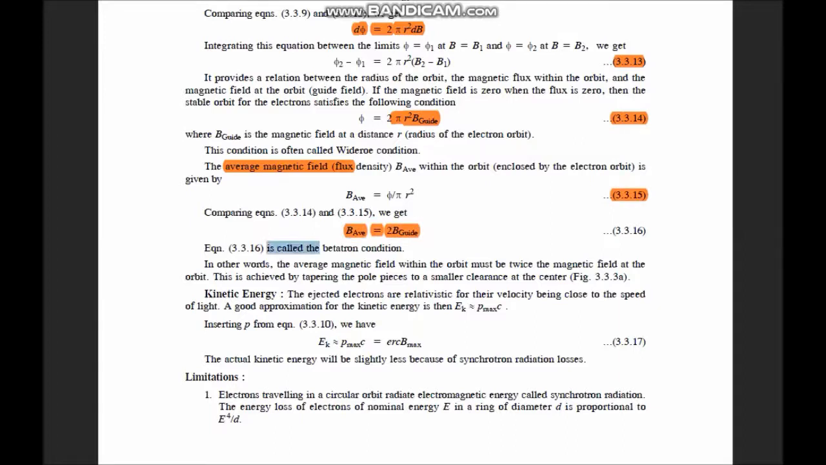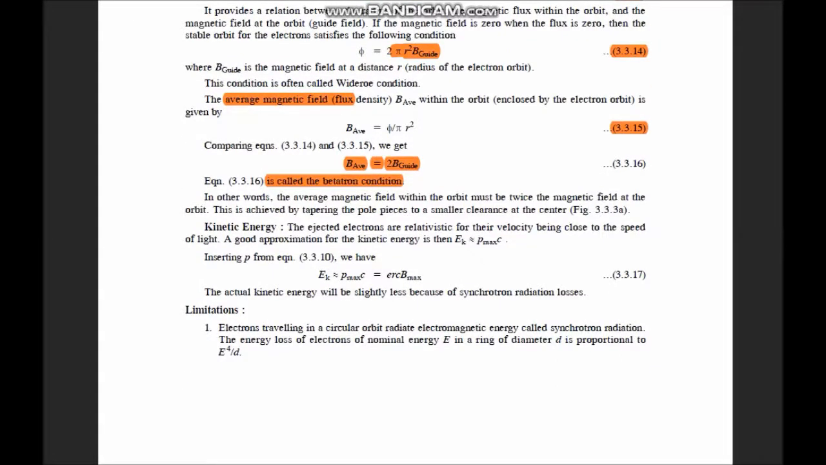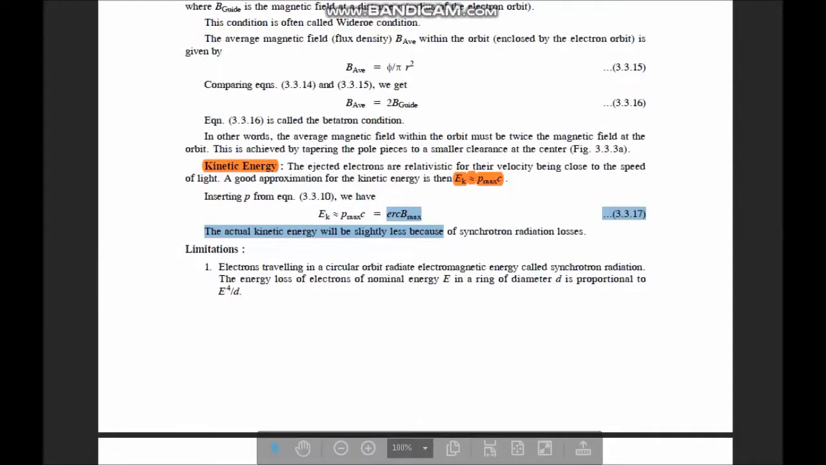And on the same lines, we can also calculate the kinetic energy in the relativistic case, because the energy is equal to square root of m naught squared c to the fourth plus p squared c squared. If we ignore the rest mass energy, the kinetic energy will be equal to p into c, and from there the total kinetic energy will be equal to e R c B maximum.